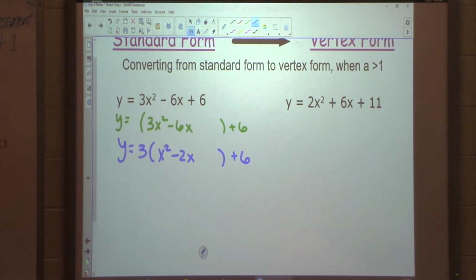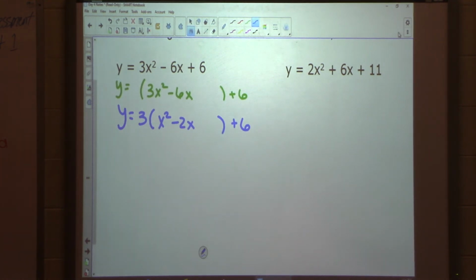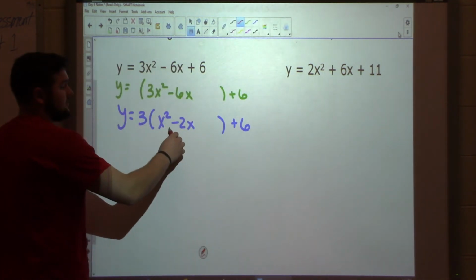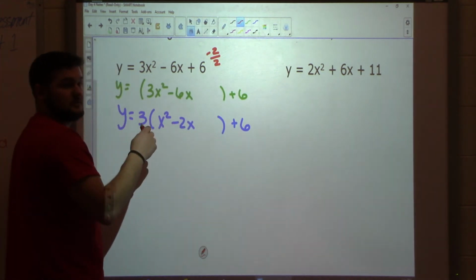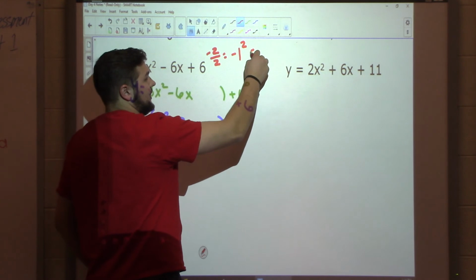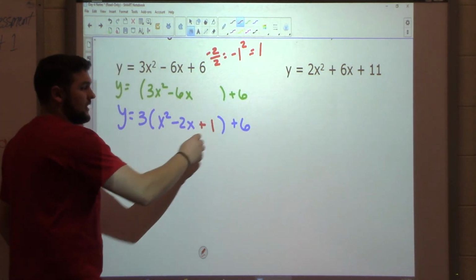Because if I'm going to want to factor it into x plus something and x plus something, or x minus something and x minus something, I'm going to need that x squared to be a 1 coefficient. So then it's just what we did yesterday. Take your b term, take negative 2, and divide by 2. What do you get? Negative 1. And I square it, I get positive 1. So I add 1 on the inside.